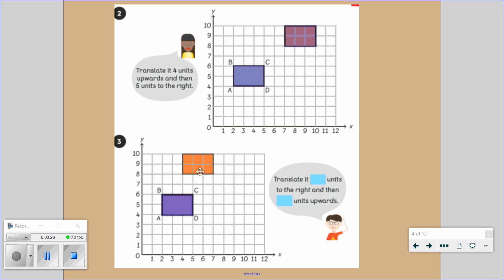Charles has managed to position the rectangle here so that vertex D has ended up on 7, 8. But he's not said how to move it. He says translate it so many units to the right and then so many units upwards. So first of all, how many units to the right should we move it? 1, 2. And how many units upwards? 1, 2, 3, and 4 gets us there. So 2 to the right and 4 units upwards.